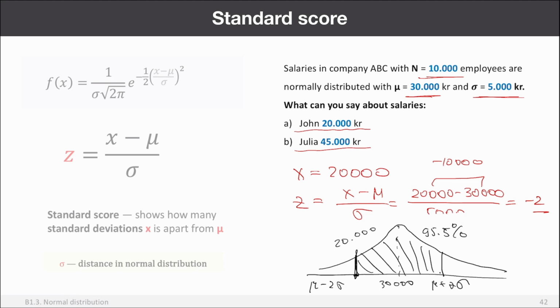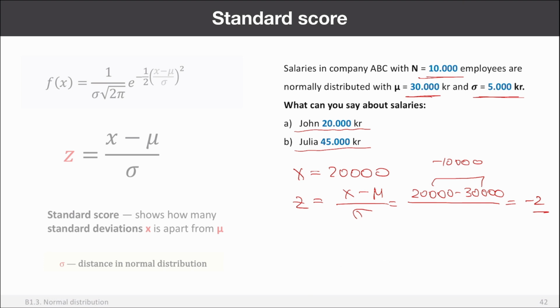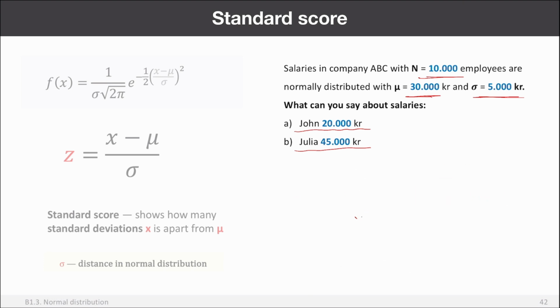So how many outside? 4.5 outside. Half of this 4.5 is here, 2.25% here, and 2.25% here, right? So John's salary is approximately the second percentile. So only 2.25% of people in this company have a salary smaller than John's salary. Using z-scores and understanding the meaning of normal distribution and what sigma means for normal distribution make this comparison much, much easier.